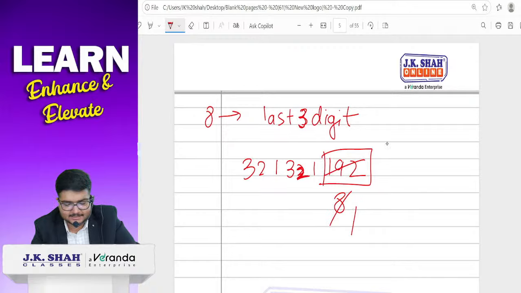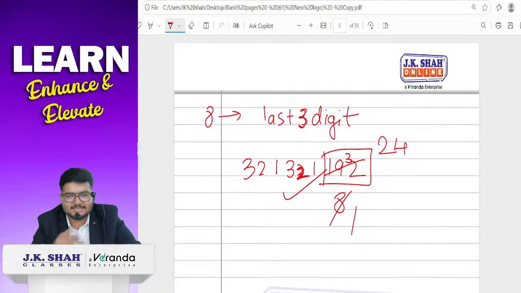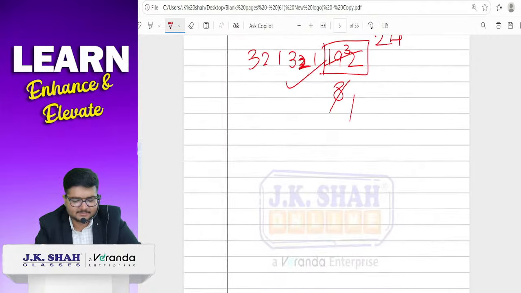8 ones are 8, 8 twos are 16, the carry forward is 3. Now 32, yes, 8 fours are 32. So 192 is divisible by 8, so the whole number is divisible by 8. You don't have to worry much. Understood? You have to check the last 3 digits for the divisibility of 8.